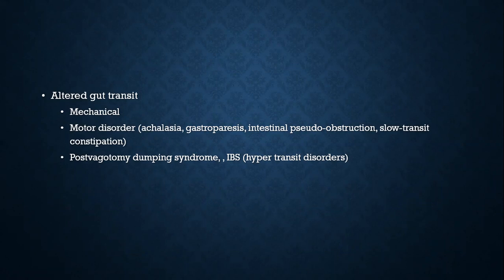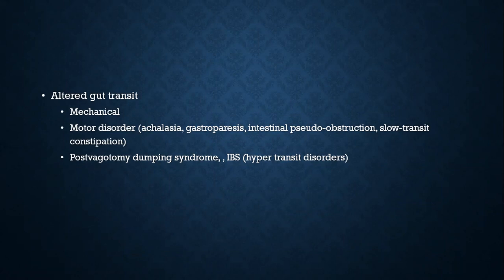Change of gut transit can be either increased gut motility or reduced gut motility. It can be a mechanical obstruction like hernia obstruction, etc. Or it could be a pure motor disorder which affects either the enteric nervous system or the muscle. A motor disorder of the esophagus is called achalasia.